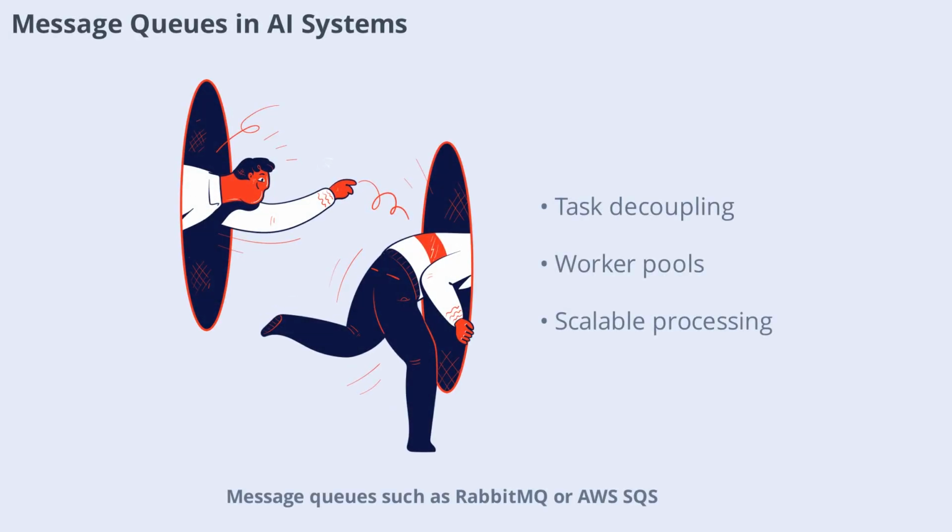Message queues such as RabbitMQ or AWS SQS are used to manage asynchronous tasks in AI systems. They decouple task submission from processing, allowing worker pools to handle jobs at their own pace. This ensures system stability and scalability, even under heavy workloads or during batch processing.